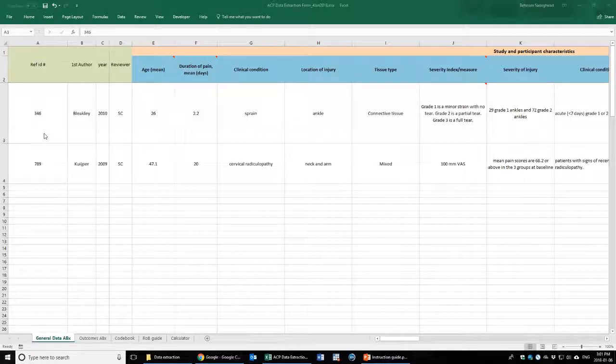First, we have basic information on the study and participant characteristics. The ref ID is a unique number assigned to each study. Please fill out the first author's last name, the year published, and your name as the reviewer.